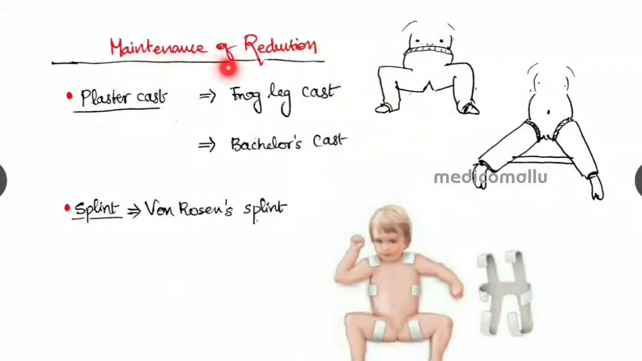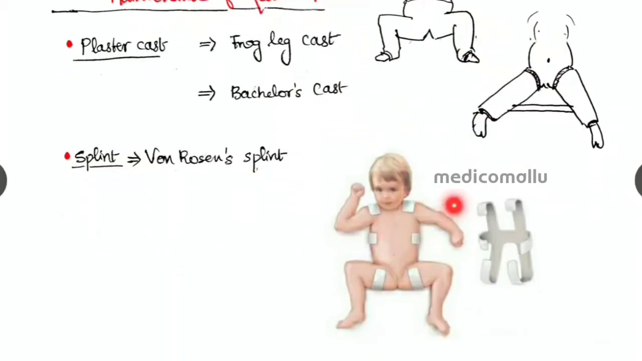Next, we have to maintain the reduction. It can be a plaster cast, and that is of two types. Frog leg cast, this is the frog leg cast, and second is the Batchelor cast. This is the Batchelor cast, and in all of these the thighs are abducted. Second is the splint. Von Rosen splint can be used, and this is the splint, and this is how the child looks after the splint has been put on.